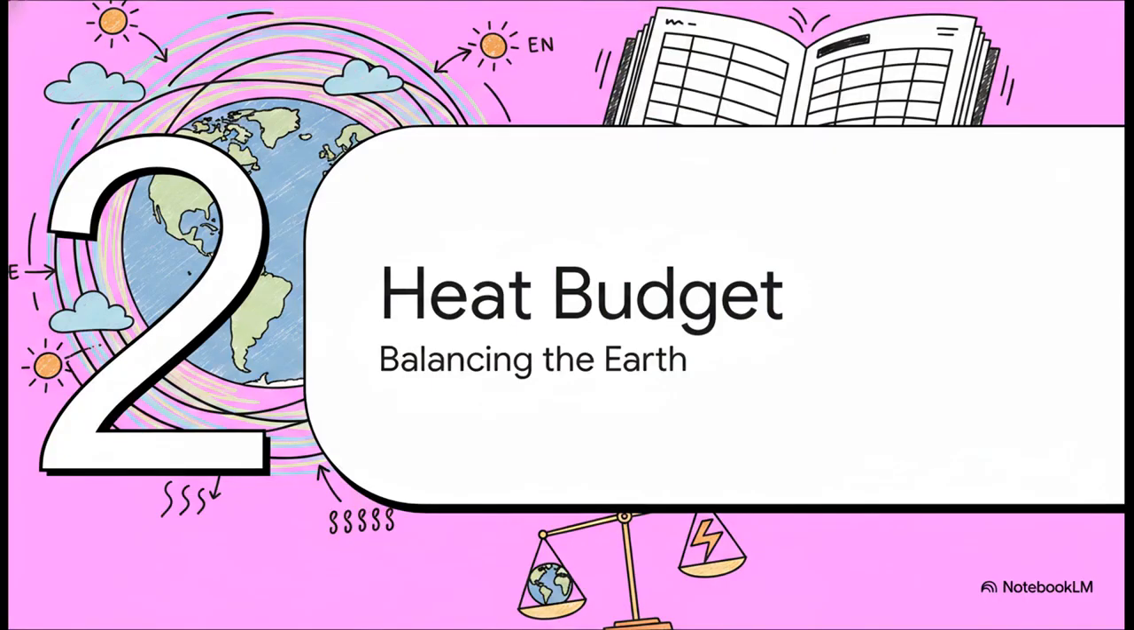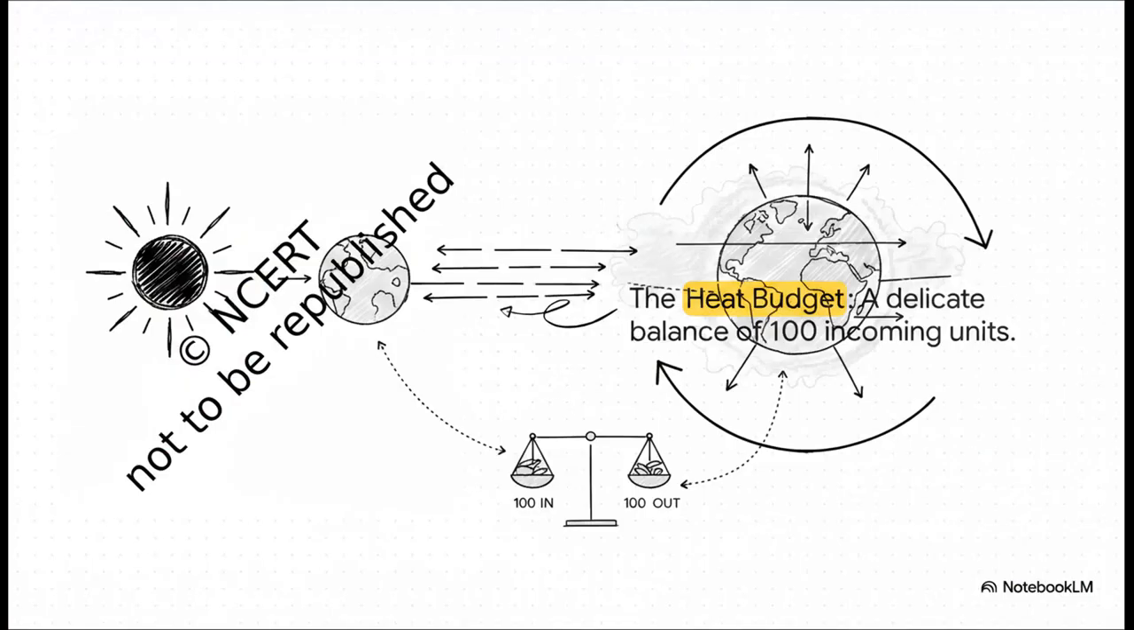Moving right along to Section 2, Balancing the Heat Budget. What's really cool here is that we can treat the entire planet's atmosphere like a giant accounting ledger. Just look at the journey of this sunbeam. The Earth gets an income of exactly 100 units of insolation at the top of the atmosphere. And because our planet doesn't just continuously heat up or cool down over the long haul, we have to track exactly where every single one of those 100 units is spent or saved. At the end of the day, the budget absolutely must balance out to zero.